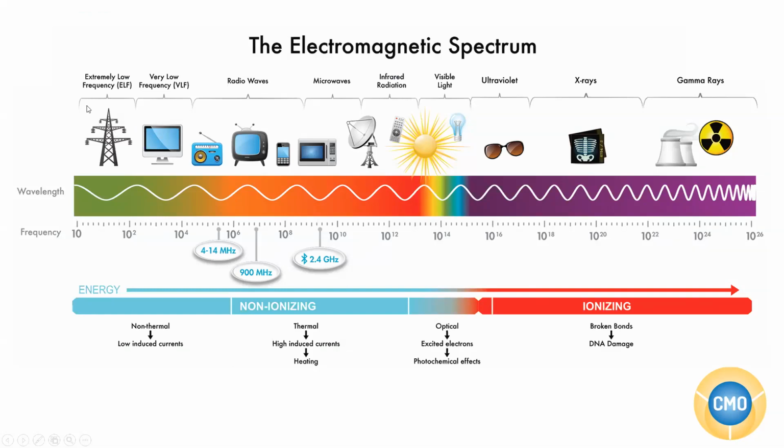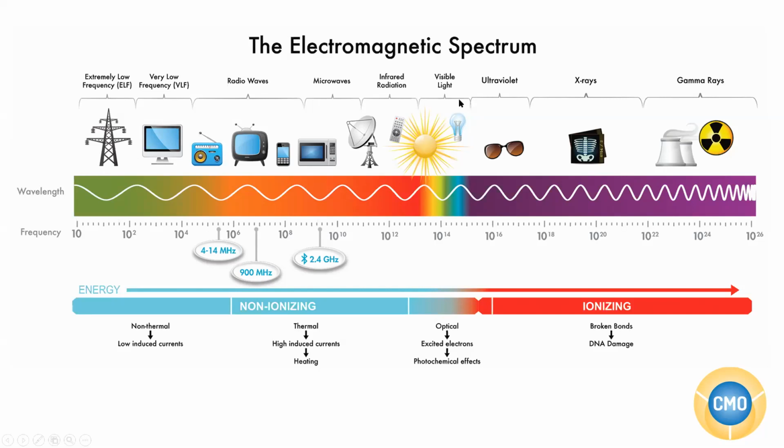So at the bottom we've got extremely low frequency, very low frequency, radio waves, microwaves, infrared, visible, ultraviolet, X-ray, and gamma rays. You can see typical examples of what they're used for and articles which generate them. So we've got power lines here at the extremely low frequency, VDUs as just low frequency, radio waves, and TV, and then mobile phones, microwaves, and radio as well. Then we've got infrared, the sun obviously, and the visible light spectrum that we can see.